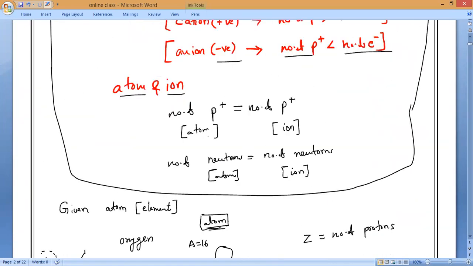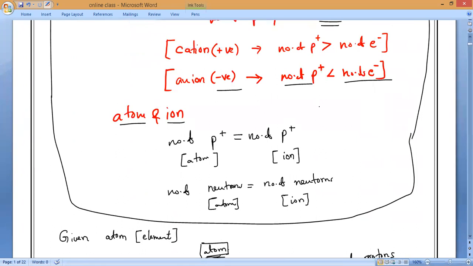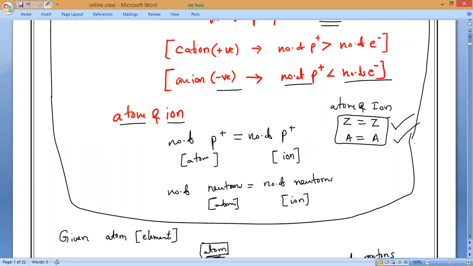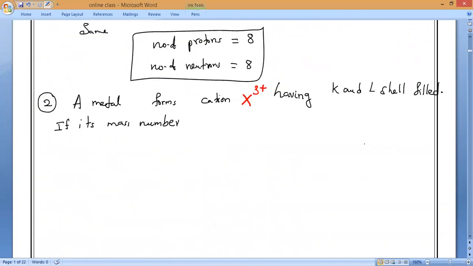I forgot to say that point also. Add here, everybody: for atom and ion, all of you write, the atomic number is the same and the mass number is also the same. Is it okay now? Because protons and neutrons always remain constant. Please don't forget that. Atom and ion, protons and neutrons always remain constant.